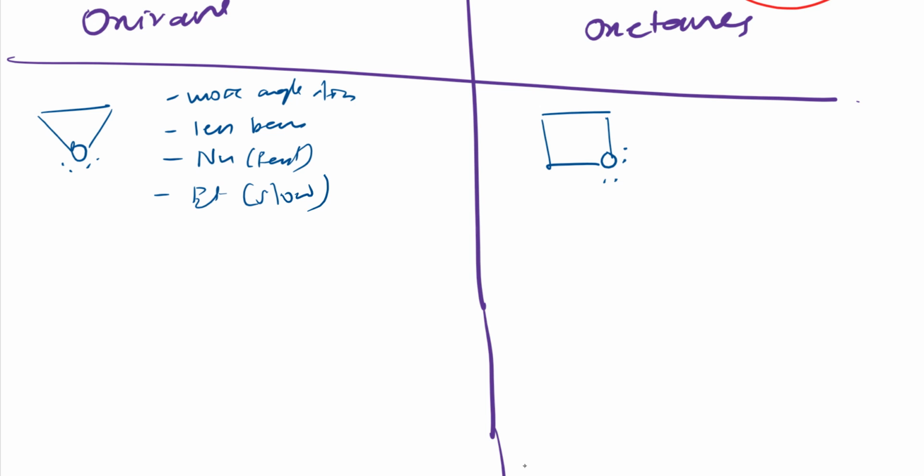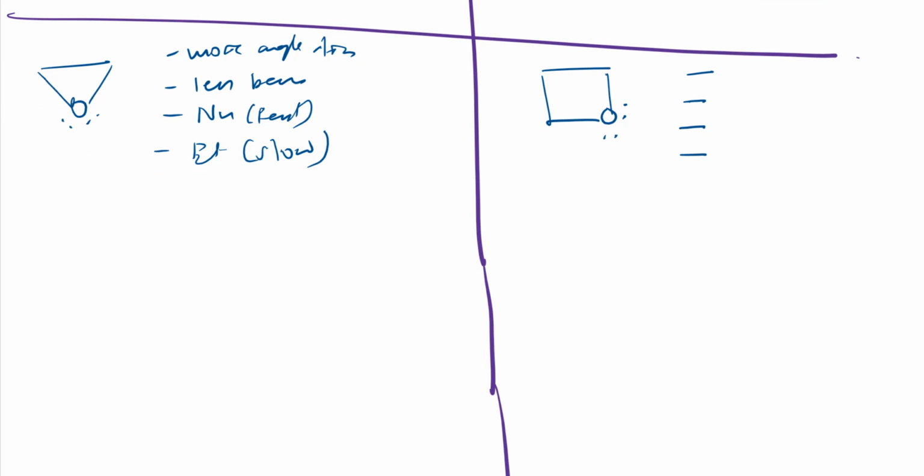And here all things are opposite. Here there is less angle strain, it is more basic, with slow nucleophilic ring opening reaction and fast electrophilic ring opening reaction. That is the same with respect to all. The only difference is the dipole moment: for this it is observed to be 1.88 D, whereas here it is around 2.01 D. That's the difference, not much.